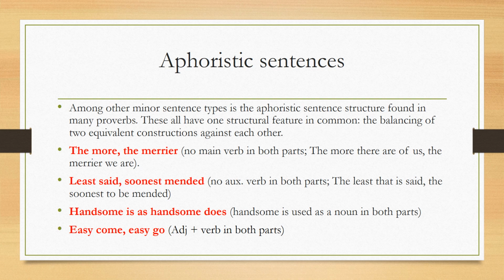They are similar in what? In structure. For example, the more, the merrier. It is a proverb in English. If you examine the structure of this proverb, you are going to see that this proverb consists of two parts separated by a comma. What is the structure of each part? The first part consists of the, plus a comparative form, more. The second part also consists of what? The article or determiner the, plus what? The comparative form merrier.